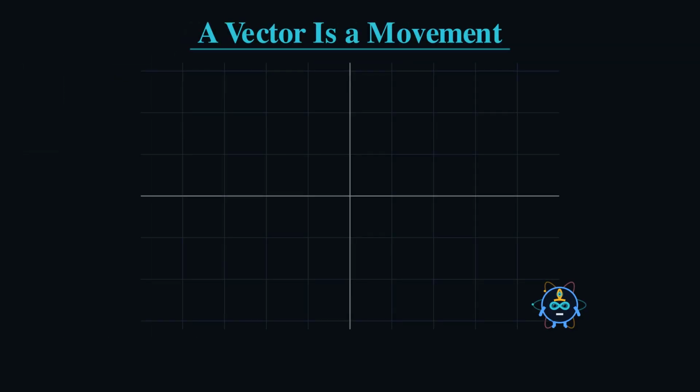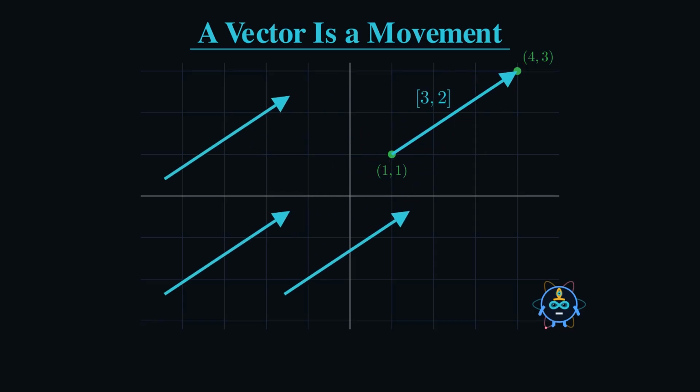Here is the trap. A vector is not a place, it is a movement. From here to here, 3 across, 2 up. Start that same movement anywhere on the plane. It is the very same vector. The location does not matter, only the change does.